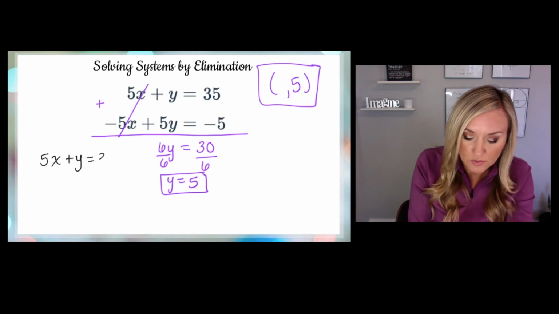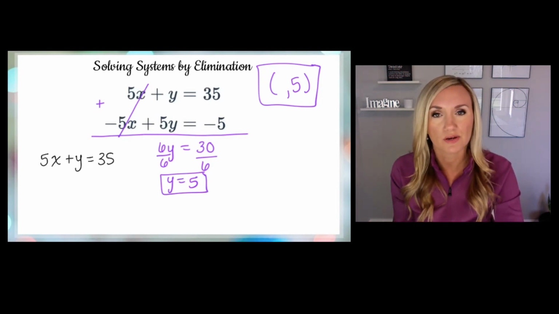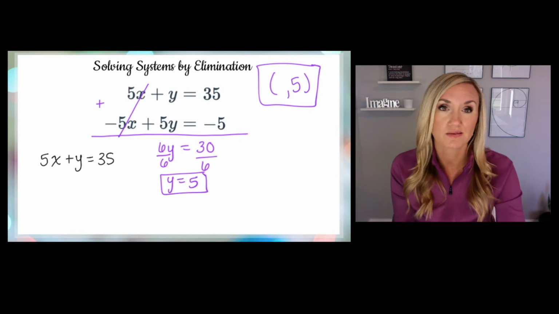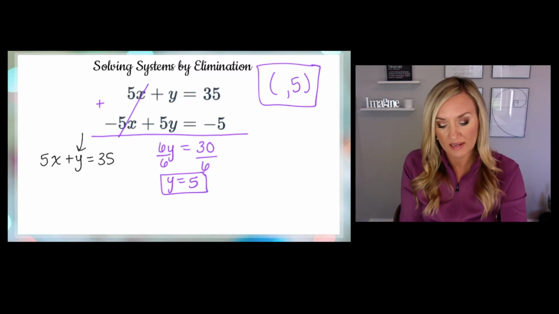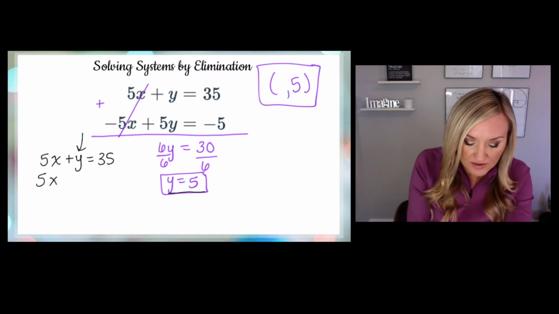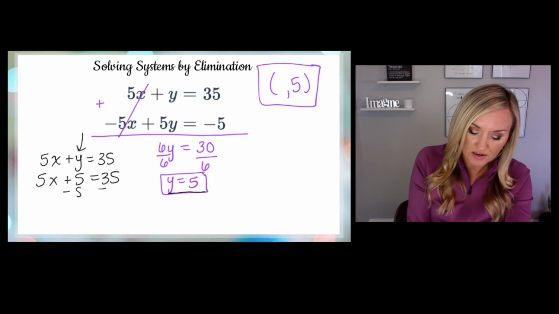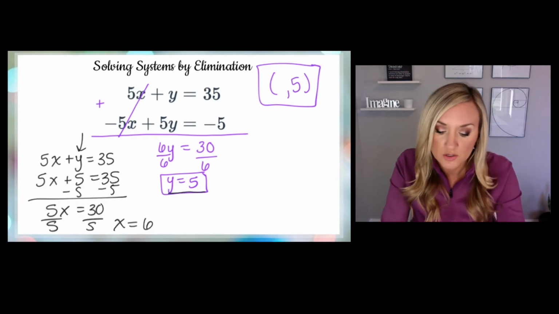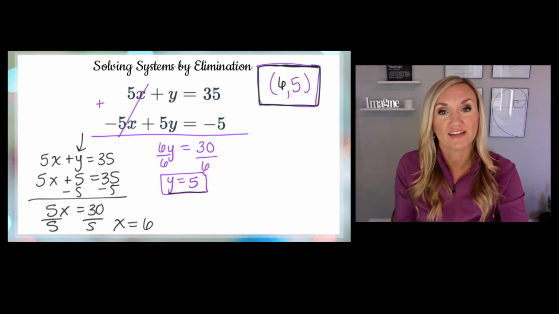5x plus y equals 35. I recommend not skipping that step too much when you're first starting out. I know it seems tedious to rewrite it over again, but these problems can get long, and it will help you keep yourself organized if you do rewrite some things over again. Okay, so now instead of this y right here, I'm going to plug in what y is. Y is 5. So I have 5x plus 5 equals 35, and then I'm going to simply solve for x. So I'm going to subtract 5 from each side. I have 5x equals 30, and when I divide each side by 5, I have found that x equals 6. So the solution to this system is the point (6, 5). That's where those 2 lines intersect.